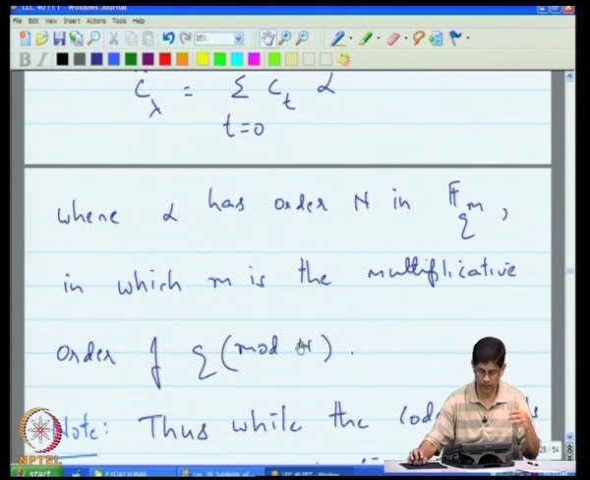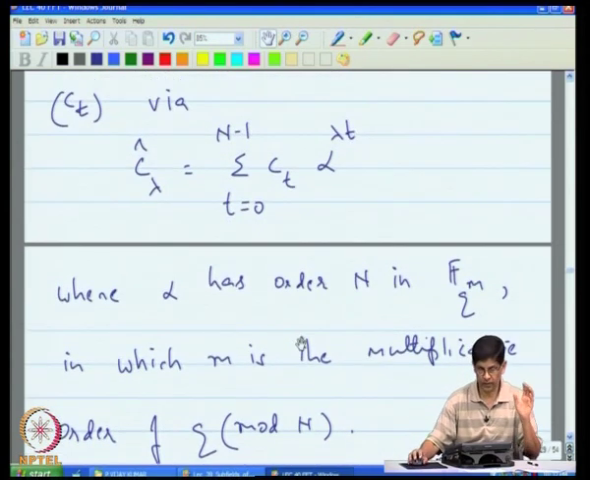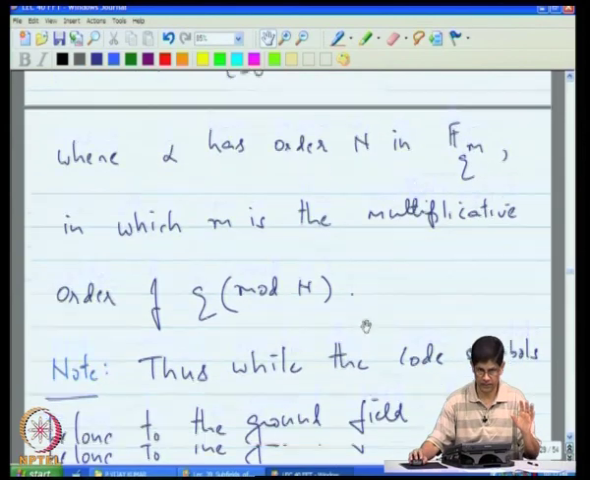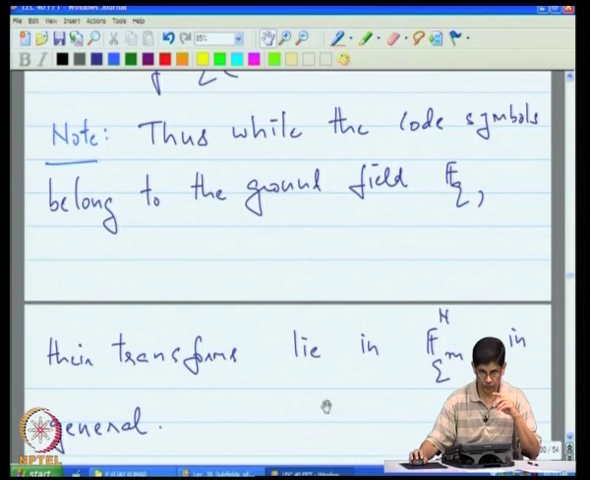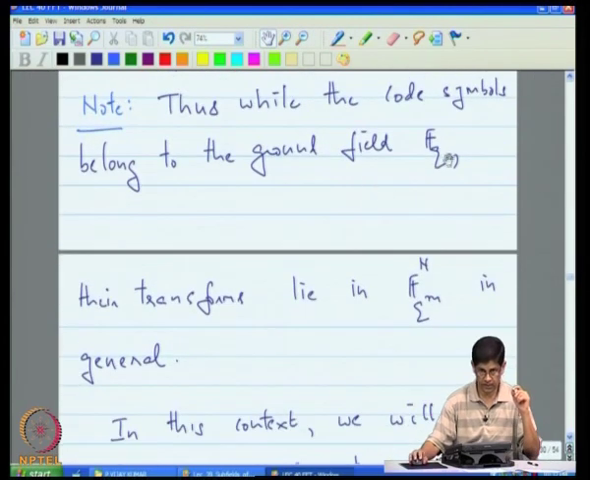So there is nothing new here. We already understand how transforms are defined. We understand that if your sequence is in F_q, in order to find an element of order n, you have to go to a larger field F_q^m. So we are completely familiar with all of this. This is just saying something obvious: while the code symbols belong to the ground field, the transform coefficients in general lie in the big field.